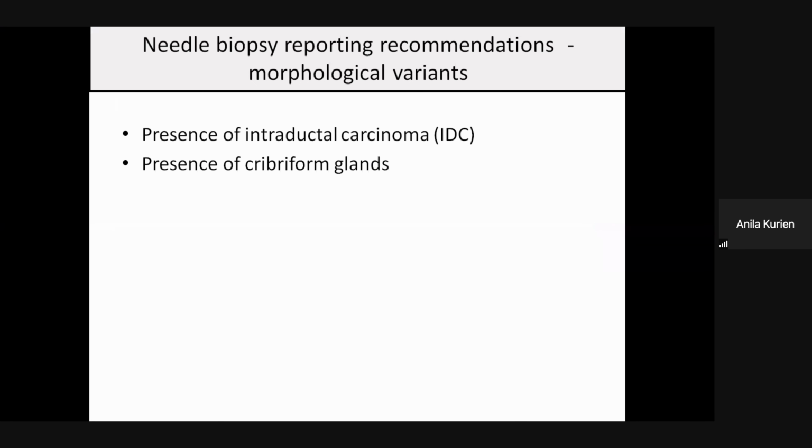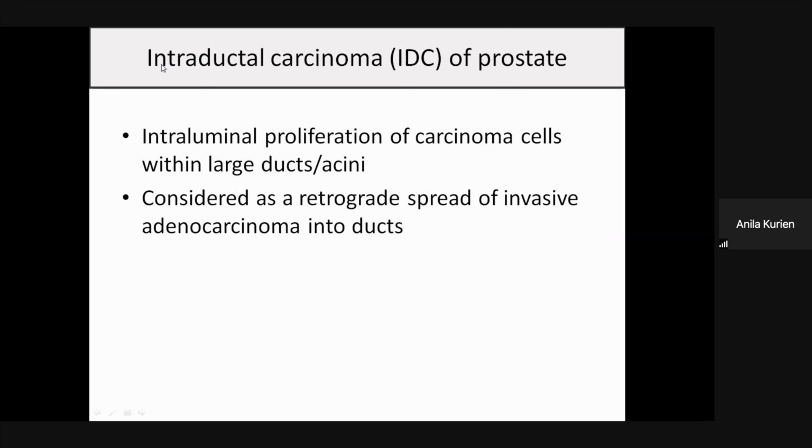Now, if there's one particular slide I want to discuss, these are the 2 new things that the ISUP classification has brought about: presence of intraductal carcinoma and presence of cribriform glands. Now, intraductal carcinoma, the name itself says it. It is a tumor that is growing within the larger ducts and the acini. Normally, when you have a tumor, the tumor grows and infiltrates the stroma. The smooth muscle stroma is what is getting infiltrated. But here, instead of breaking out and growing into the stroma, it grows as a tumor retrograde through the large ducts. So that's an intraductal carcinoma.